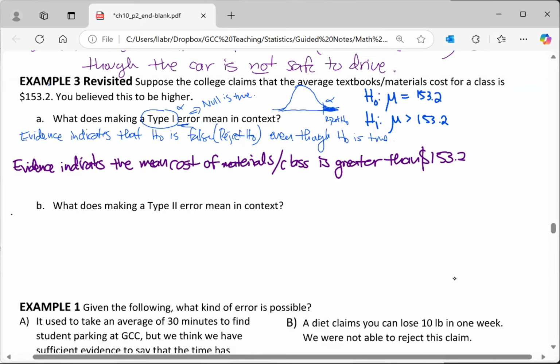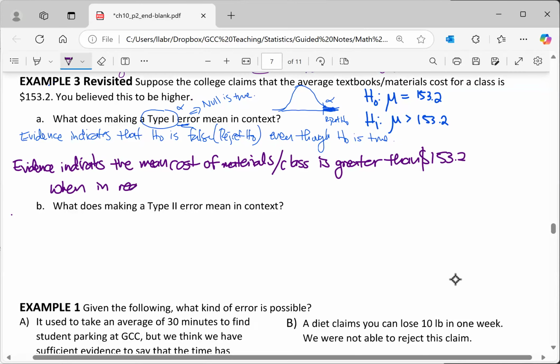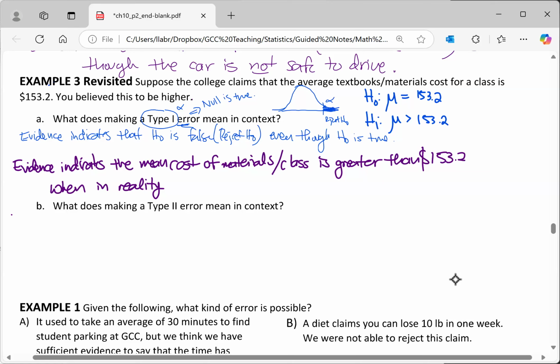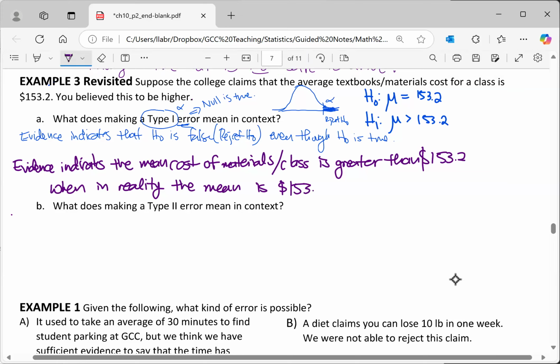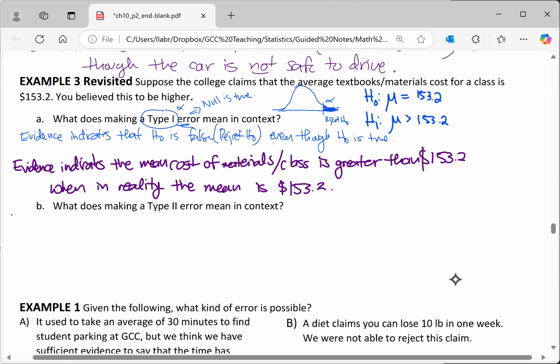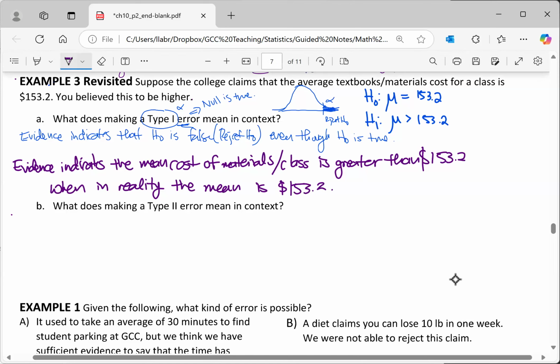when in reality, the mean cost is actually 153.2. So you just got a sample that was much higher than anticipated, but in reality, the mean cost is still 153. All right, let's interpret a type 2 error.